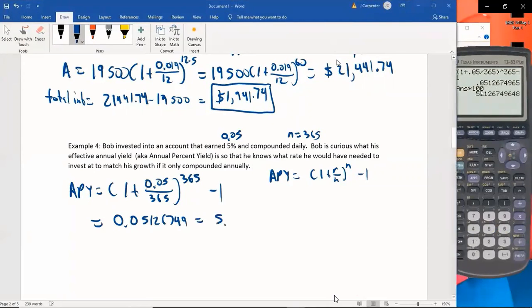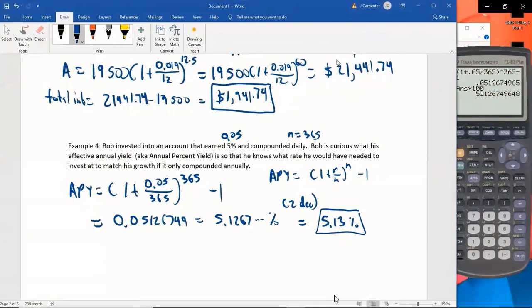So as a percent, this would be 5.12667 and so on percent. Let's take this to 2 places. This will be 5.13%. That's his effective rate. So by him gaining it's a 5% rate. So you'd think you'd get 5% over a year, but because you compound more frequently, you get a little more. And that little more being that extra 0.13.